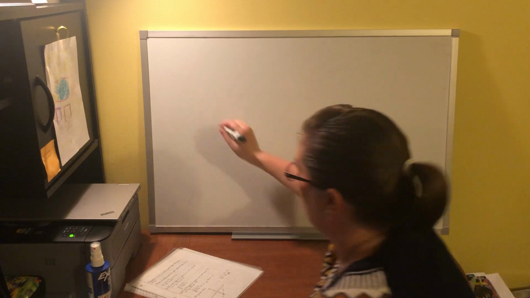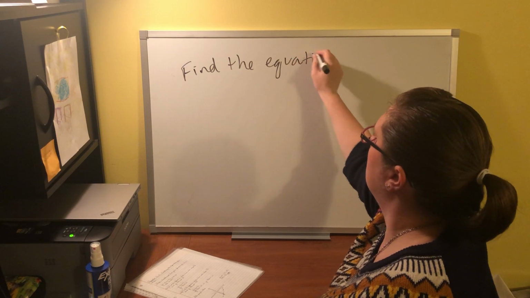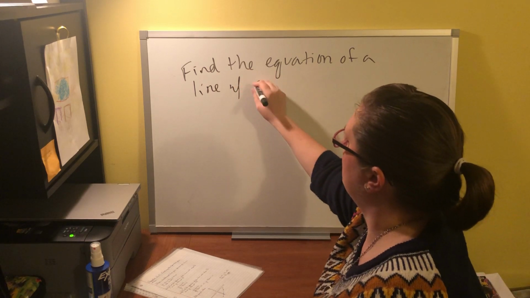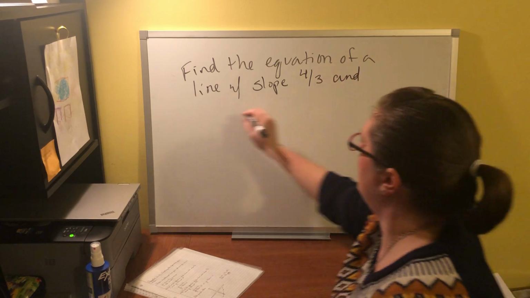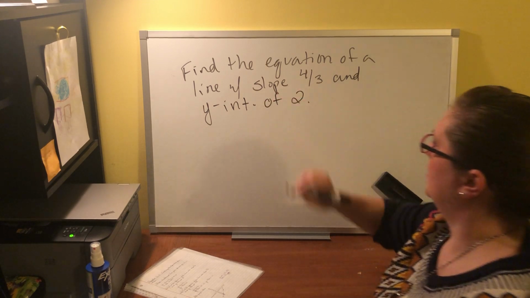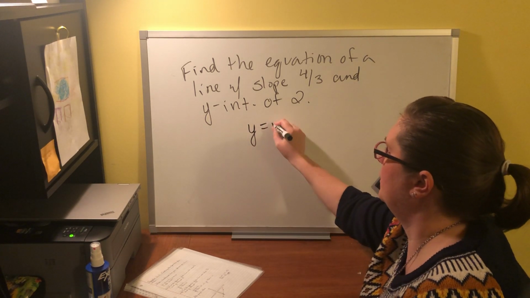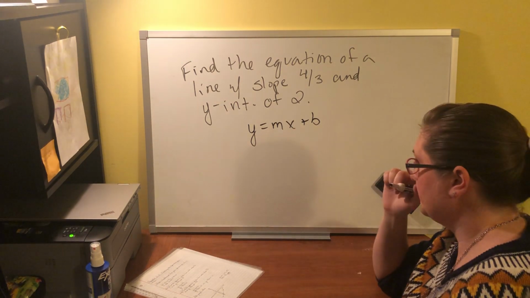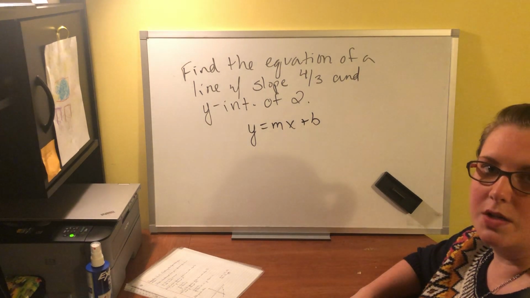Something they're going to ask you to do is find the equation of a line with slope of 4/3 and y-intercept of 2. What's nice is we have this general equation of a line, or slope-intercept form of y equals mx plus b. All we're doing is substituting values into this equation, that's all.